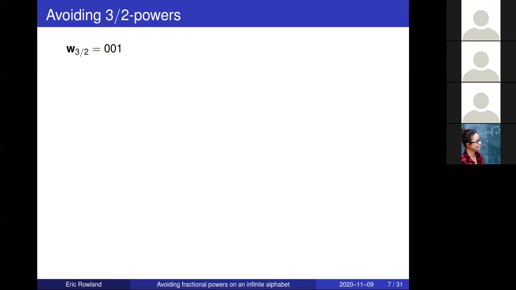We can't put a 0 next because 0, 1, 0 is a 3/2 power, but 1 is okay. 0 is okay next. Can we put a 0 down next? No, we can't, because 0, 0, 1, 1, 0, 0 is a 3/2 power. We also can't put a 1 because 1, 0, 1 is a 3/2 power. So we have to put a 2. And it goes on from there.